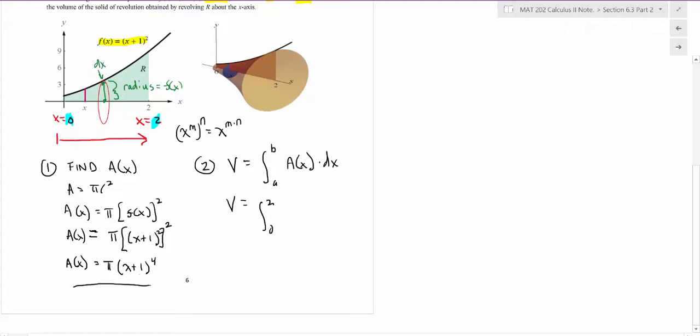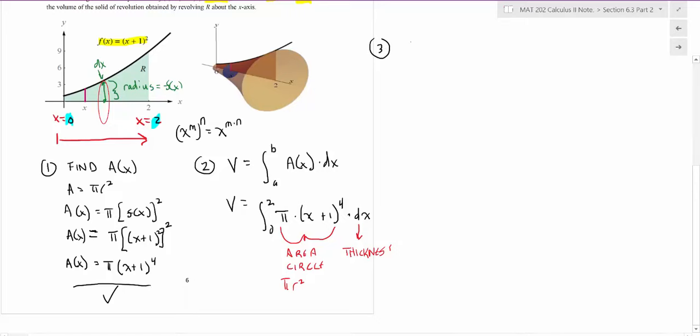Our area function is right here. That's going to be pi times (x plus 1) to the fourth times dx. Okay, and then again, I want to stress on this right here is really just the area of a circle. That's the circle of your disk, so it's really pi r squared. And then this thing right here is the thickness of the disk. Okay, so that's what we're going to do. We got our integral set up. So now in step 3, we're going to do the integral and evaluate the integral. Then I'll show you how to check on your calculator.